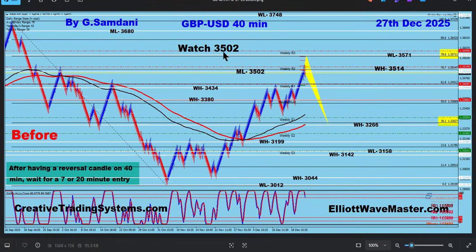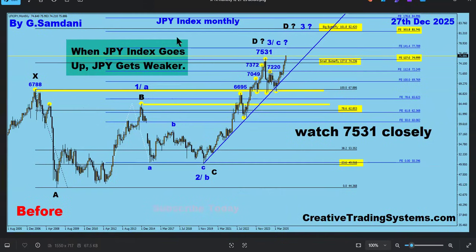This is a very important number as well here. Watch 3502 for a reversal. If we go up, then this thing is going to stop it anyway. So Pound USD 40-minute chart. What about Euro USD? That will come later, sometime.